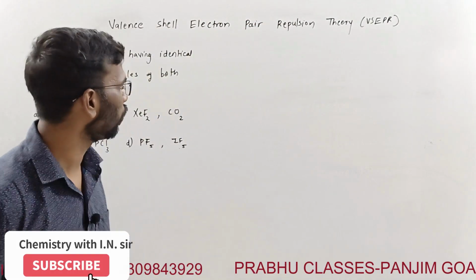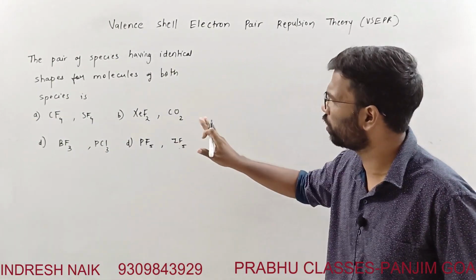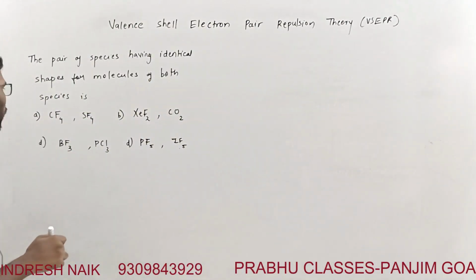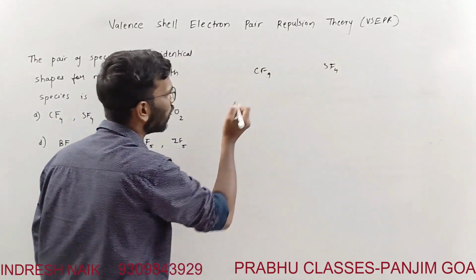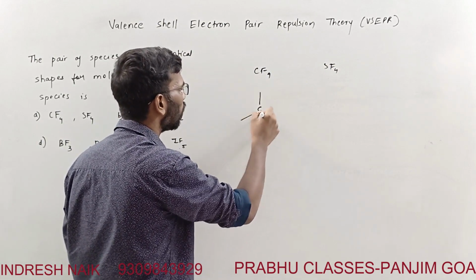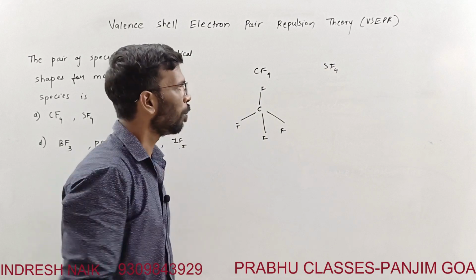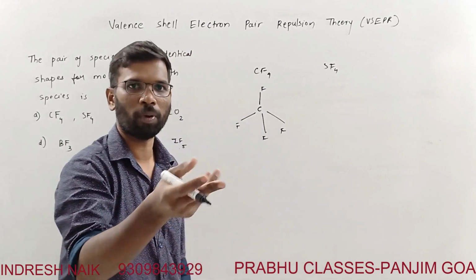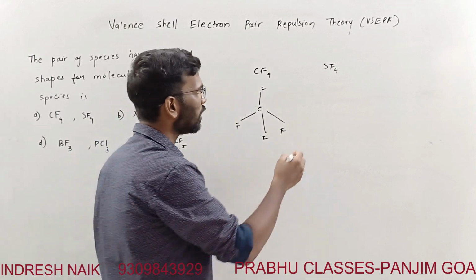Okay, let's solve this question quickly. The question says: a pair of species having identical shapes for molecules of both the species. Both the species should have an identical shape. So let's take CF4 and SF4. Carbon has 4 valence electrons, so this will be the structure, fluorine and the fluorine. There is no lone pair on this. But in SF4, sulfur has 6 valence electrons, out of which 4 will form 4 bond pairs and 1 will remain as a lone pair, right?